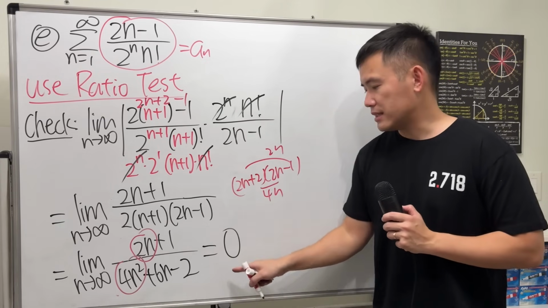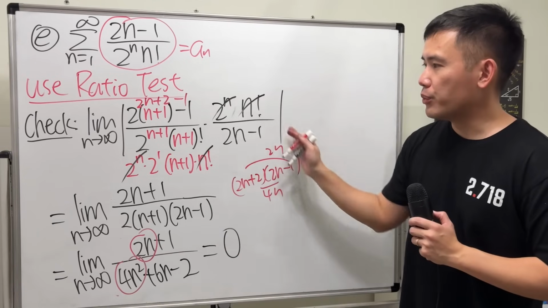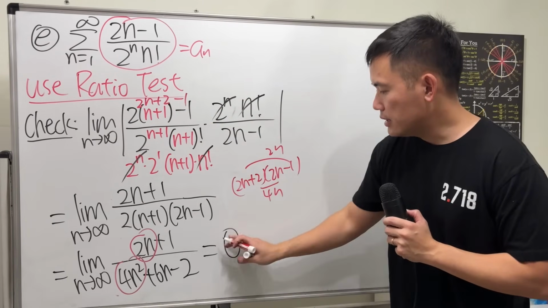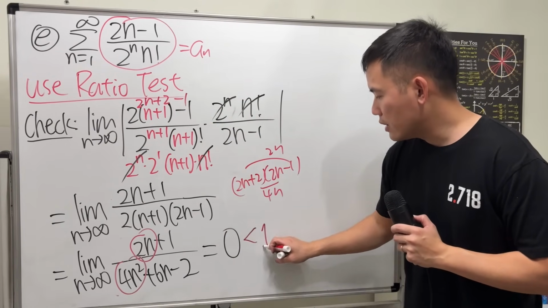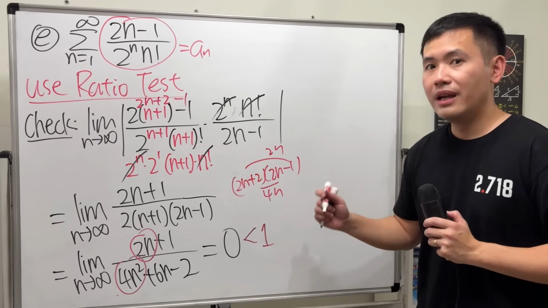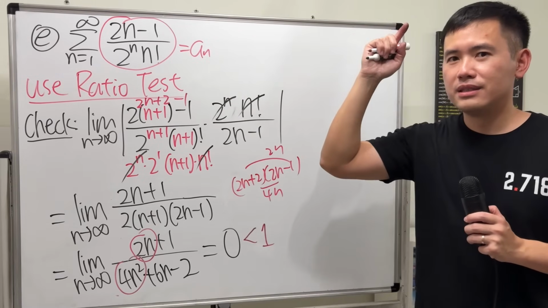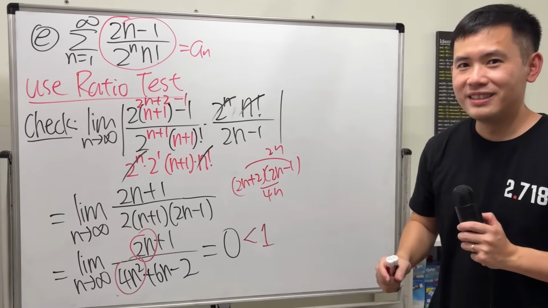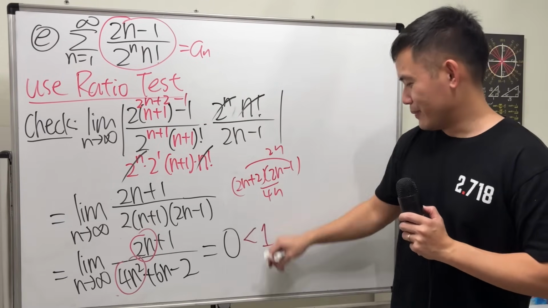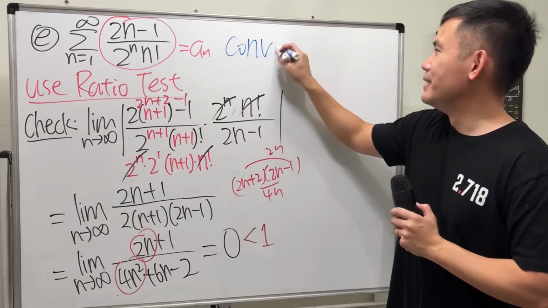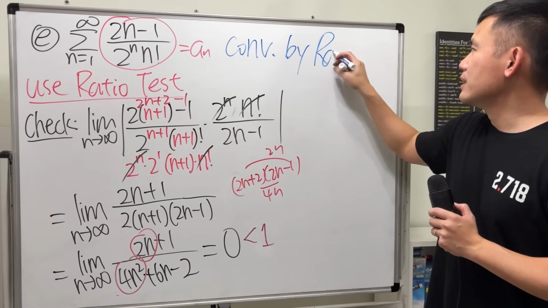Remember how to utilize the number here. Once we compute the limit, for ratio test purposes, as long as this limit is less than 1, we can draw a conclusion. And the conclusion is that this series, well, why don't you tell me in the comments? So let me know. Oh, I will write it down. This series converges by the ratio test.